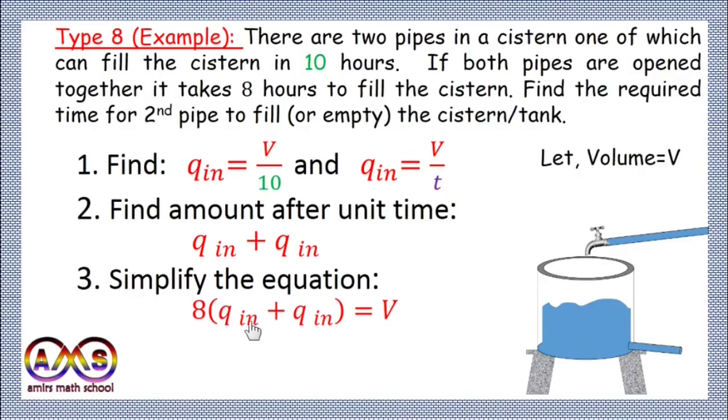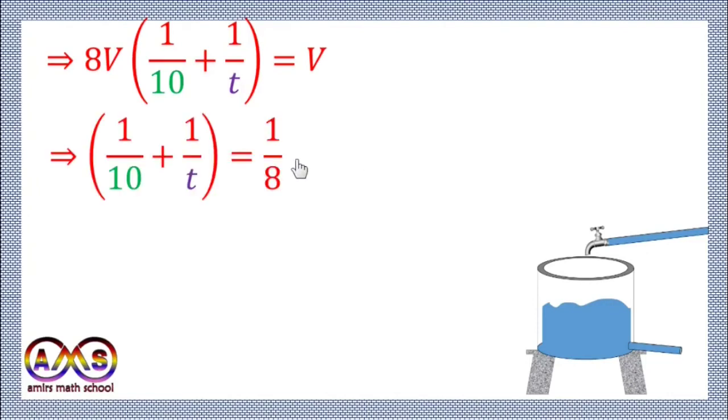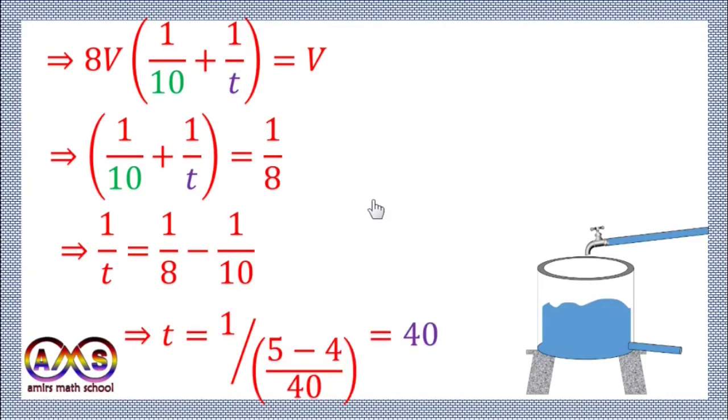If we multiply with 8, it gives the total value, that is, the volume of the tank or cistern. So substitute the value of Q in here, V by 10, and the value of Q in for the second pipe, that is V by T. We are going to find the value of this T. Simplify this, and we can easily get T equal to 40. This is our required result.